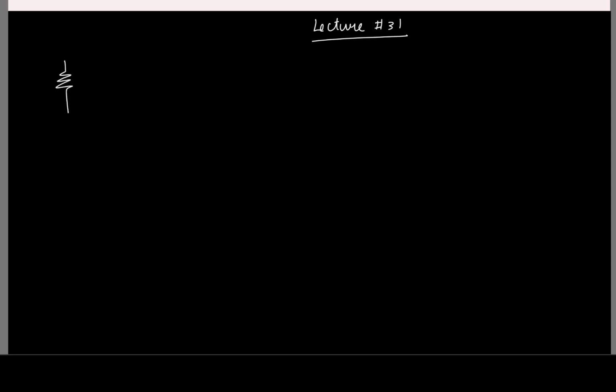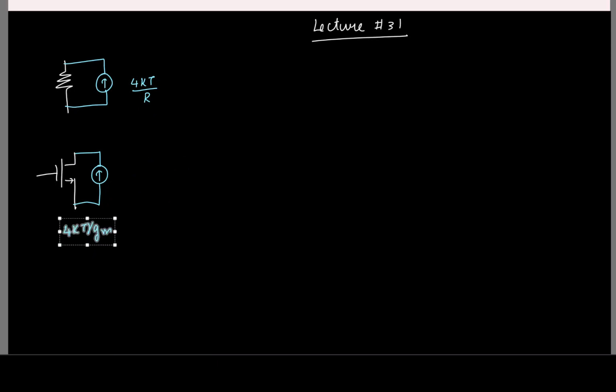So we know that if you have a resistor, the noise generated by the resistor can be modeled using a parallel current source with a power spectral density 4kT/R. Similarly, for a MOSFET, the thermal noise in the drain current can be modeled using a parallel current source with power spectral density 4kTγgm. Along with this thermal noise, we also have the flicker noise, which can also be modeled as another current source, and its power spectral density is inversely proportional to frequency.